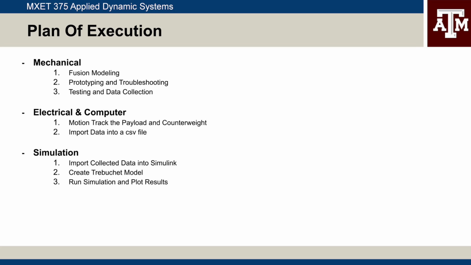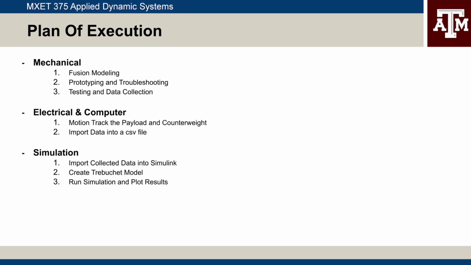For our project, we divided the execution into three main parts: mechanical, electrical and computer, and simulation. The first section we have is the mechanical section, where our first step is to use Fusion to model our system to give us an idea of what the system will look like and guide us on how to build it. This will then lead us to our prototyping and troubleshooting phase.